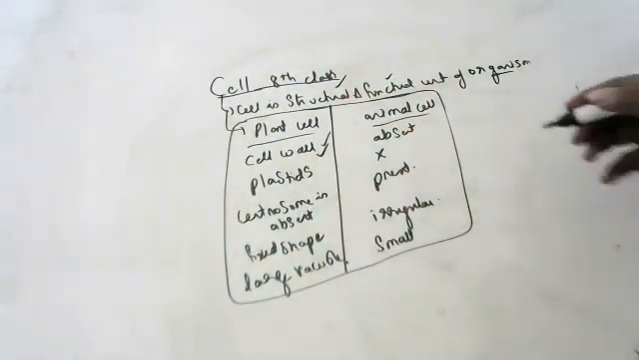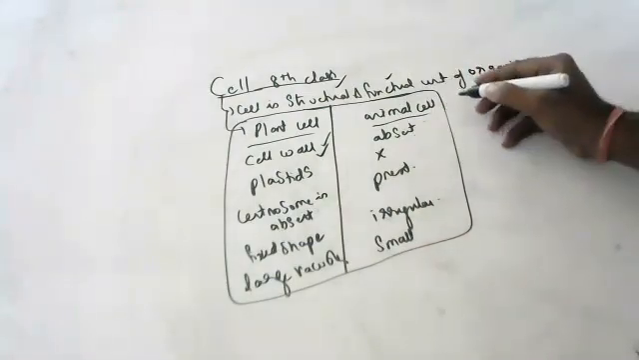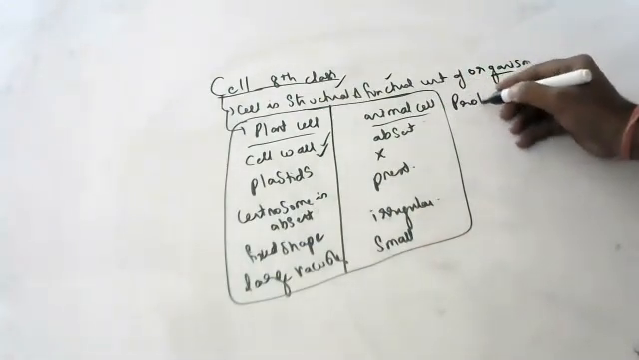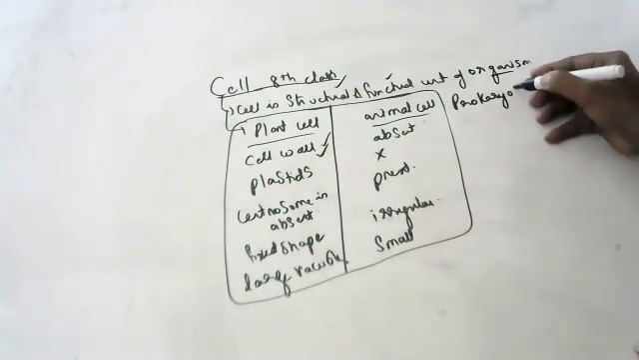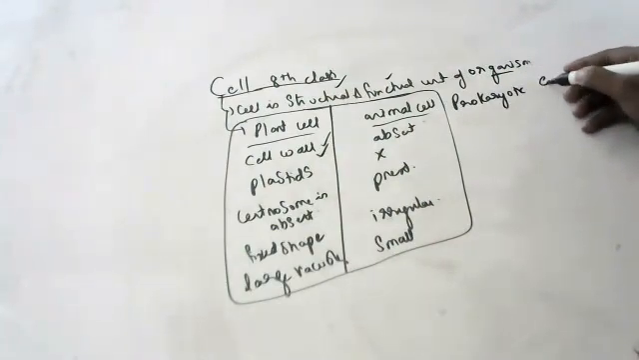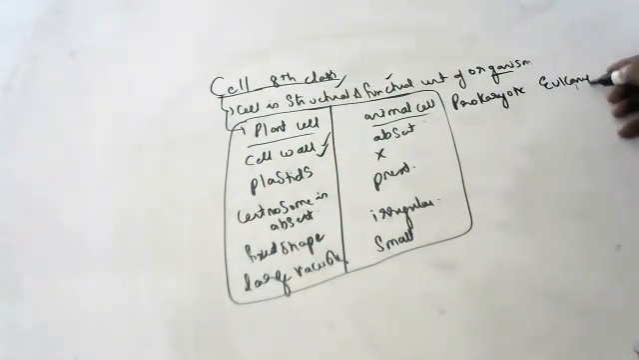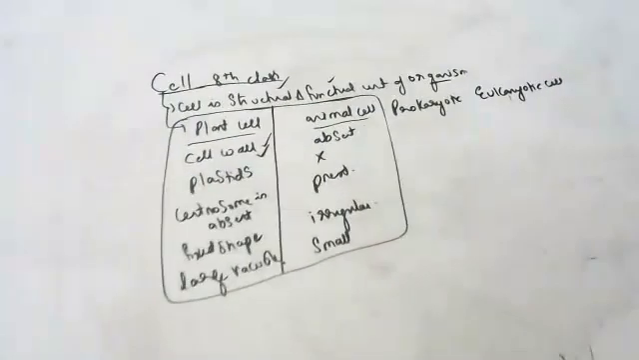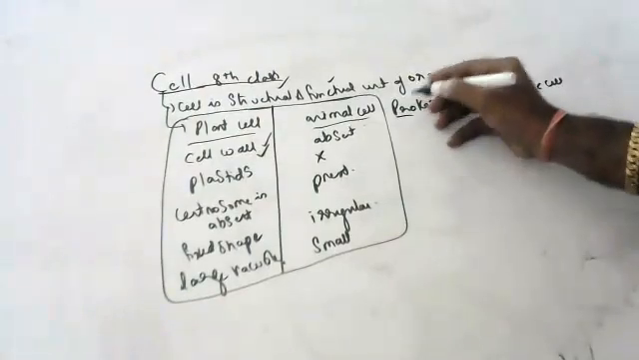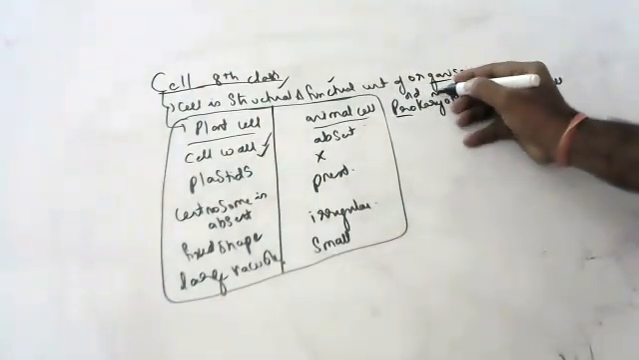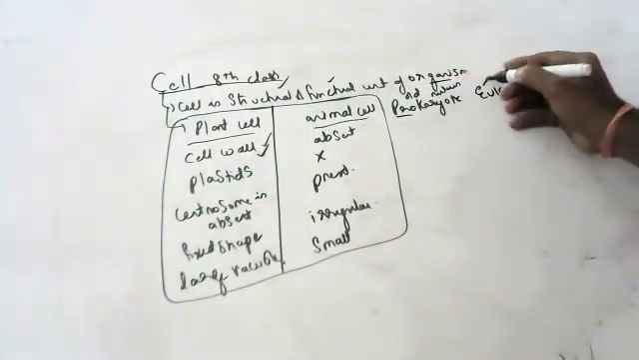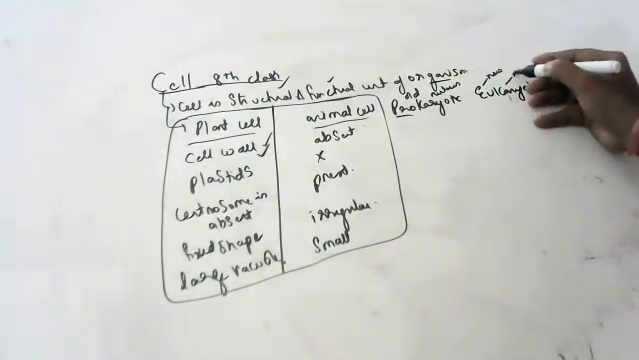There are two types of cells, children, old cells and new cells. Old cells are called prokaryotic cells, and new cells are called eukaryotic cells. What is a prokaryotic cell and what is a eukaryotic cell? Pro means old, karyon means nucleus. Eu means new, karyon means nucleus.